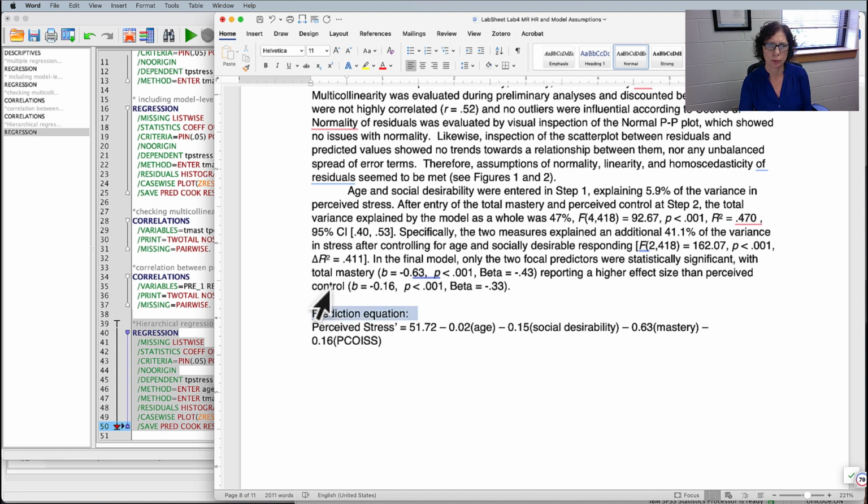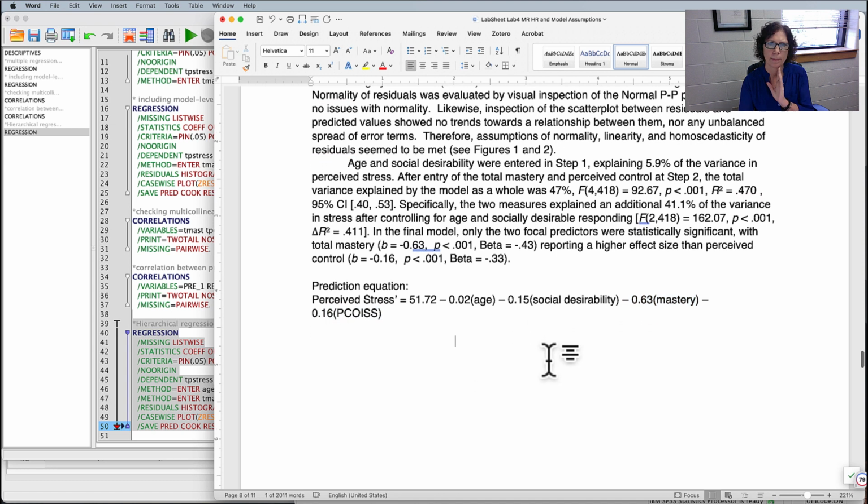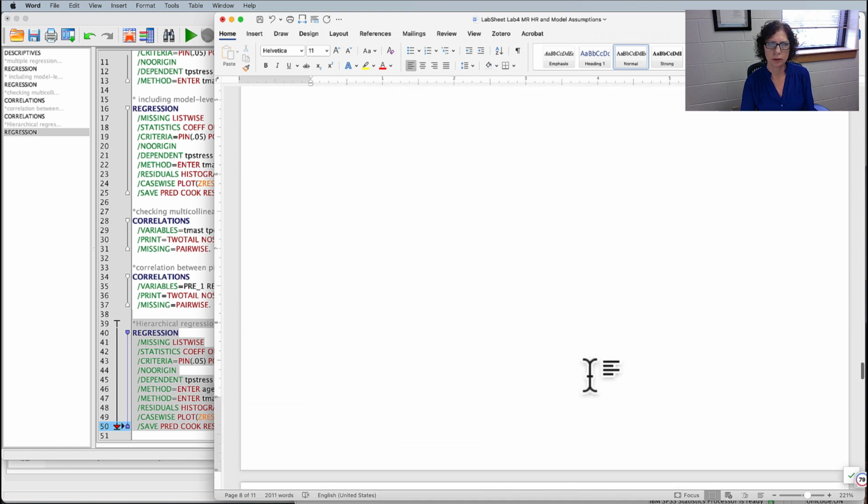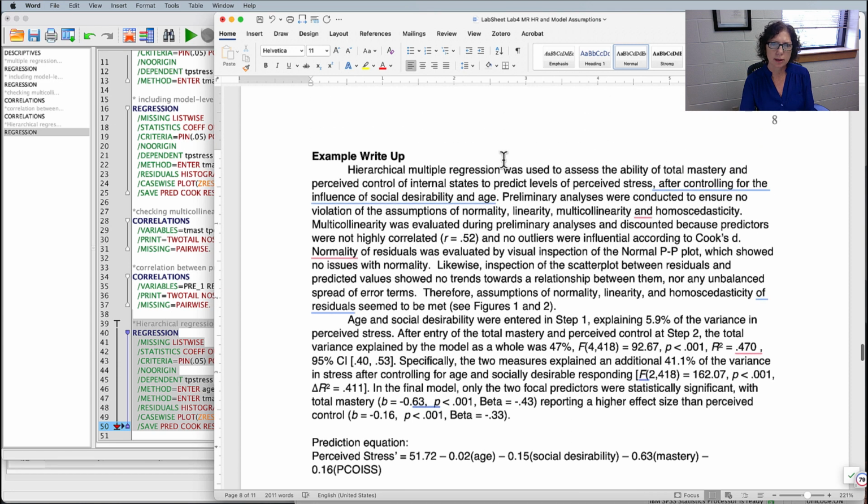And then our prediction equation now has all of those items that are in model 2. So the constant or intercept, the regression estimate for age, the regression estimate for social desirability, the regression estimate for mastery, and the regression estimate for PCOS. Wow, a lot, right? So before we go into tables and stuff, let's step back and check out the information for the assumption checks of this model.